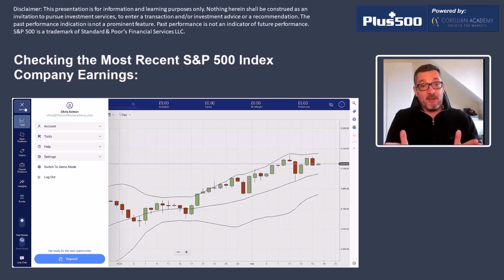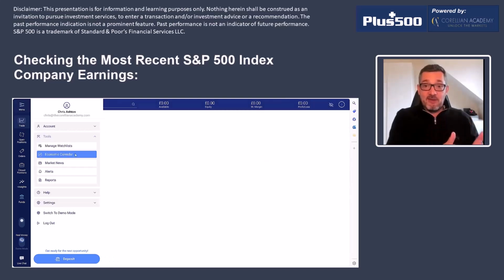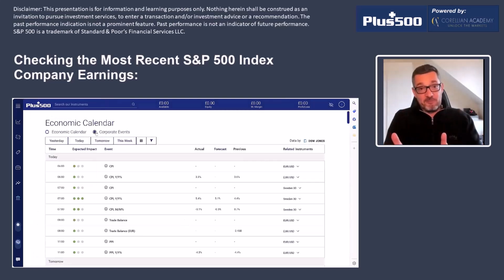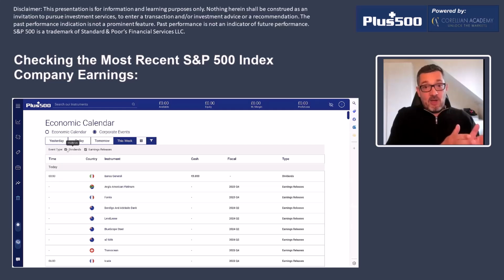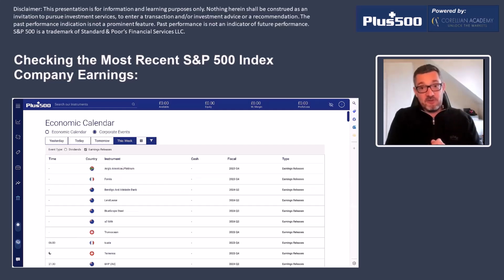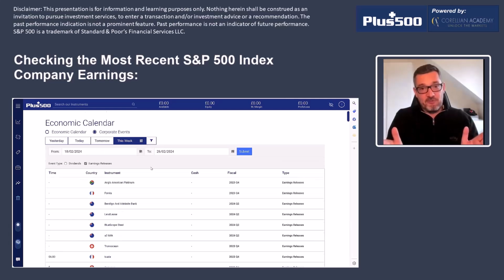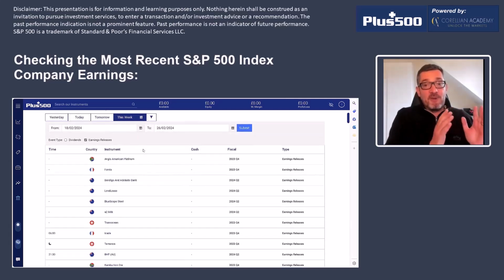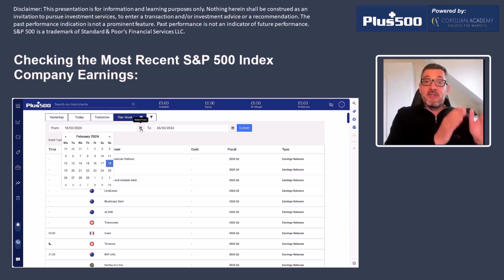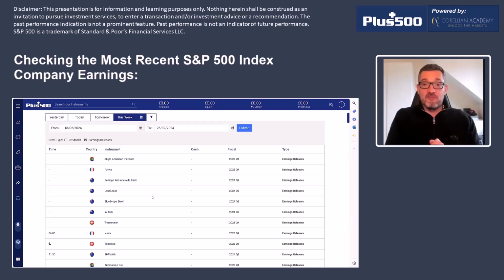You can check out when the most recent individual S&P 500 company earnings are due using your Plus500 platform by clicking Menu, Tools, Economic Calendar, clicking the Corporate Events box, clicking on the funnel and unchecking the dividends box, and this will show you the earnings for individual companies for any given period of your choosing. If you want to know what company is reporting on a certain date, then click the calendar, pick your date, and all the companies reporting their earnings for that day will be listed.